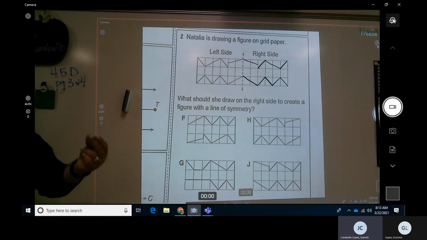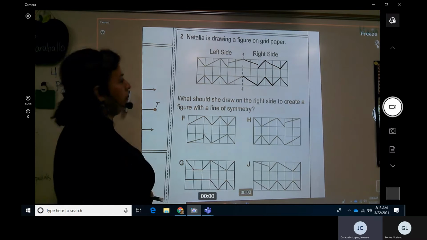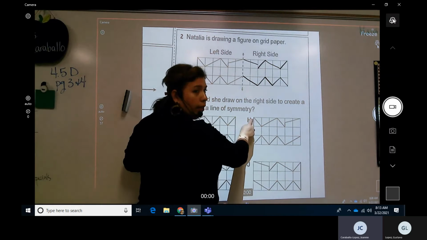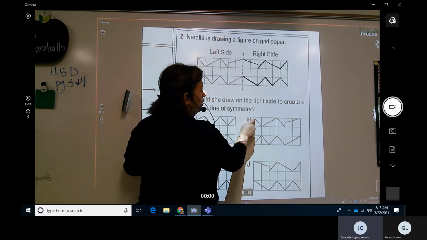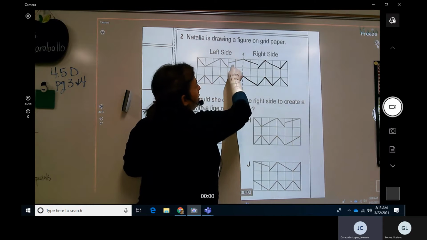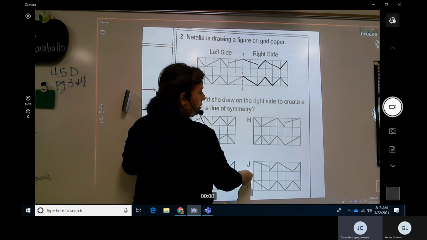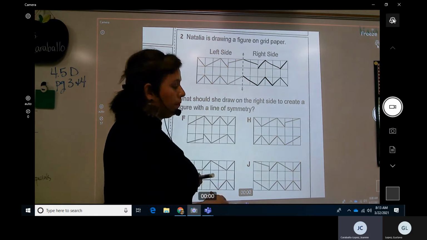Todos juntos, 1, 2, 3. Nope. It's J. It cannot be H because of this line, look at here. All eyes on me. In order for this line to have been like this, this side should have been over here. And that's not what that looks like. The answer is J.